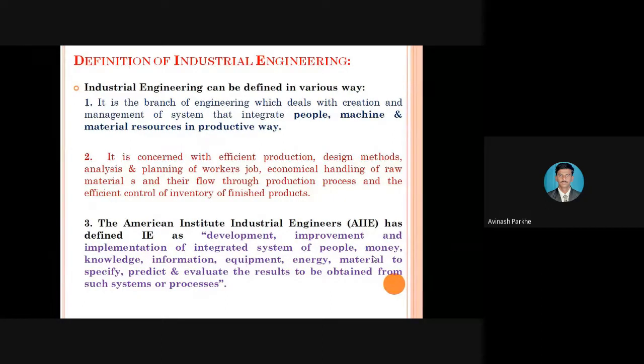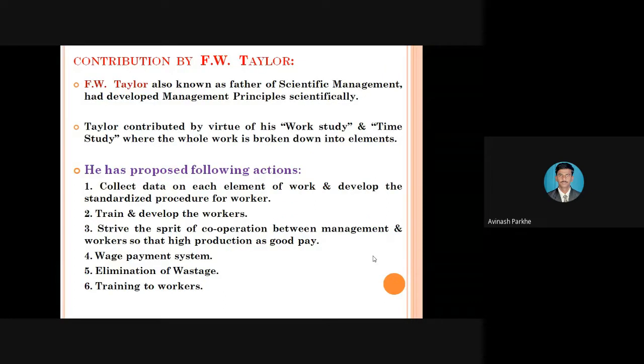Then we also discussed the important definitions according to the number of resources used. Then according to the American Institute of Industrial Engineers, that definition we also discussed. After that, we discussed the contribution of F.W. Taylor. F.W. Taylor is one of the scientists who developed the concept of industrial engineering, or whatever standard techniques there are, those standard techniques were developed by F.W. Taylor. Therefore, he is also called the father of scientific management, because he developed the management principles.